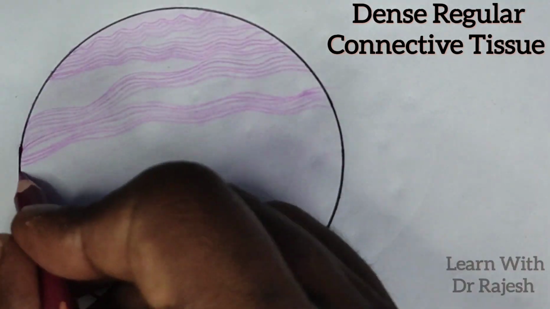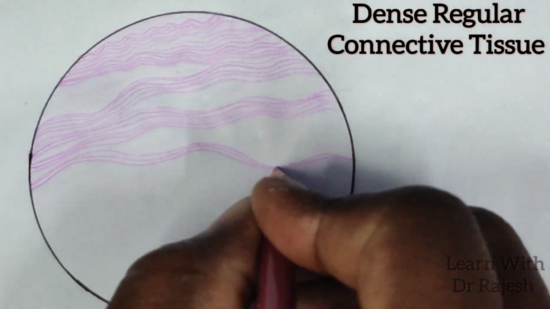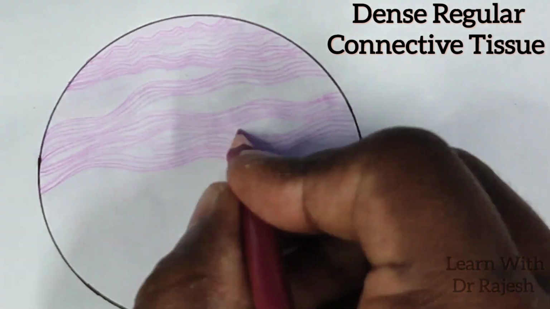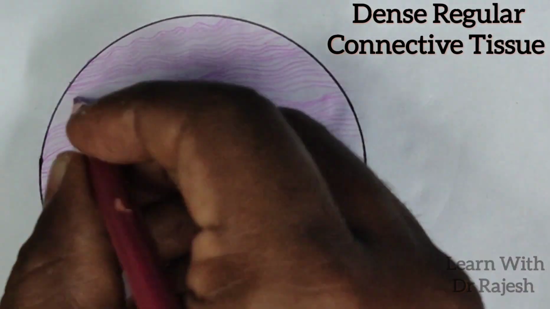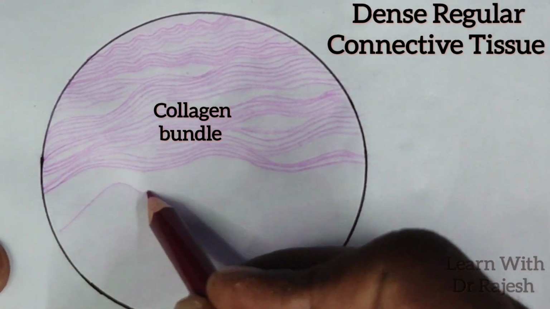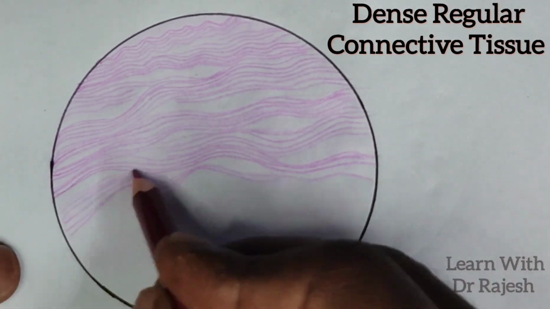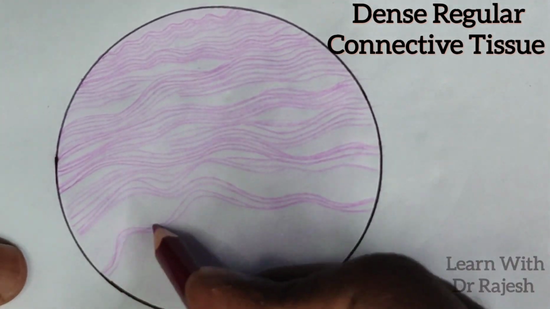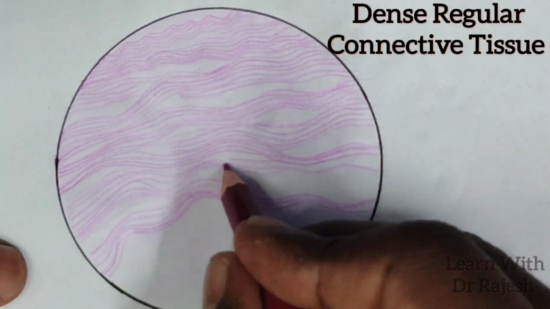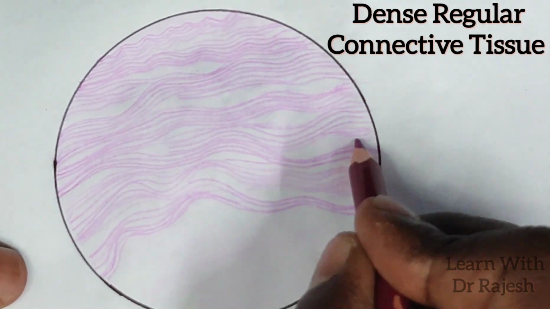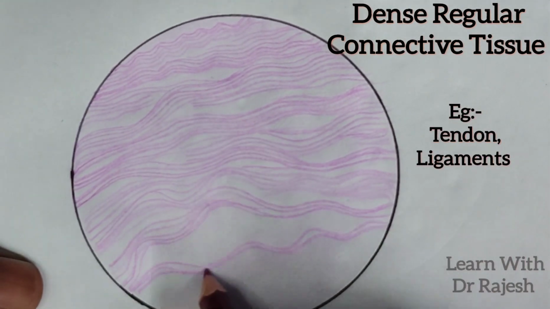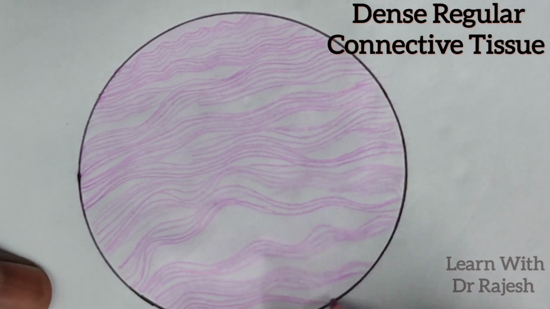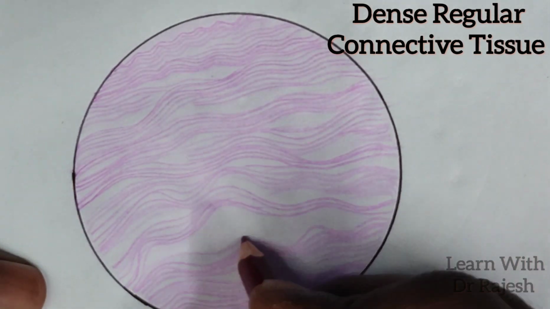All these collagen fibers are usually secreted by the fibroblast. So at the end we have to draw some fibroblast nuclei and also some fibroblasts which have space inside, in between the spaces. Because the fibers are parallelly arranged, it has great tensile strength. So this type of dense regular connective tissue is found mainly in tendons and ligaments, where it needs a lot of strength for the movements of the muscles and for holding the joints in place.